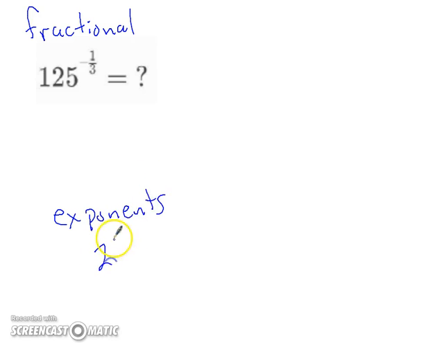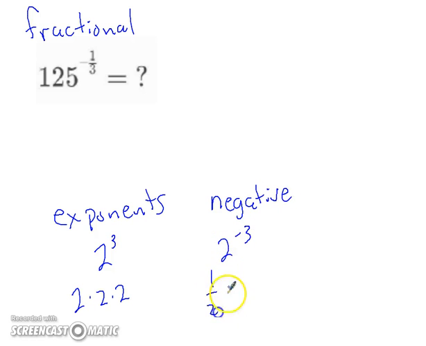Regular exponents like, say, 2 to the 3rd, that's pretty easy. It just means there's 3 2s. Negative exponents, a little bit more confusing. A negative exponent means divide, not times. So that's divide by 2 3 times. Okay, so negative in the exponent means divide, not times.